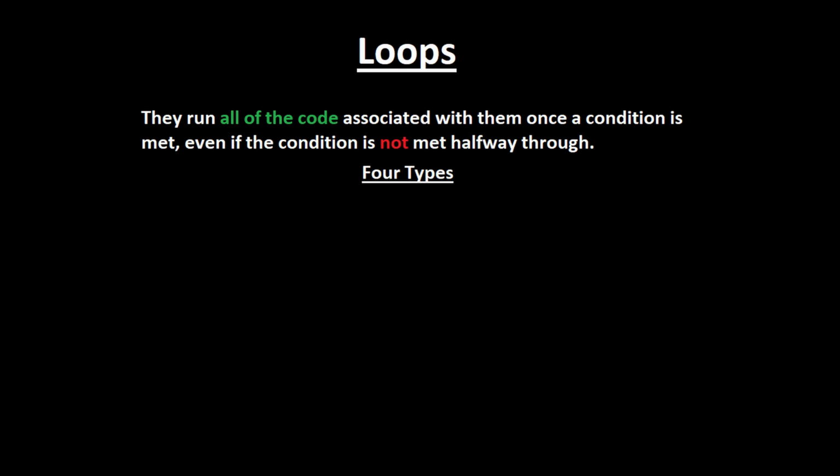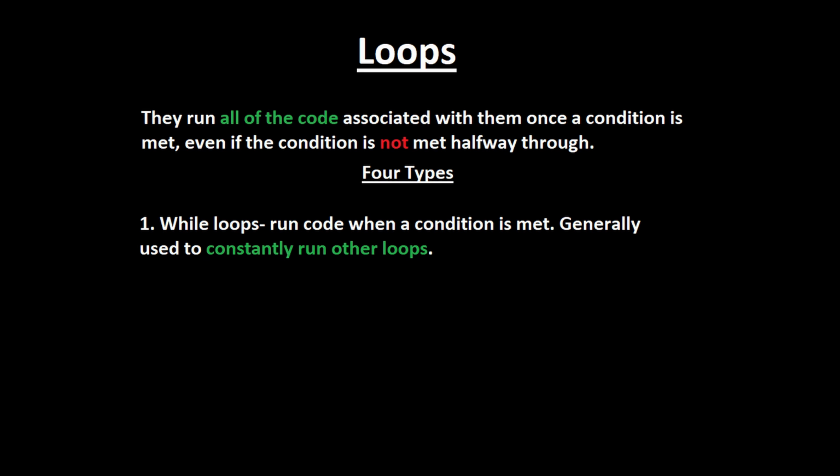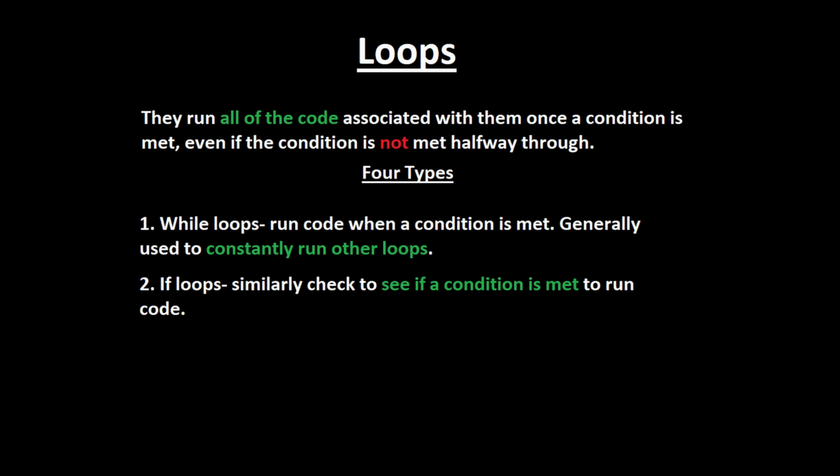There are typically 4 types of loops: while loops, if loops, else if loops, and else loops. While loops, as the name suggests, activate code whenever one condition is met, and are typically used to make sure that other loops are always running, constantly checking for their required criteria. If loops are very similar, as they additionally check for certain criteria to be met before running their code, but they can be used with else if and else loops.